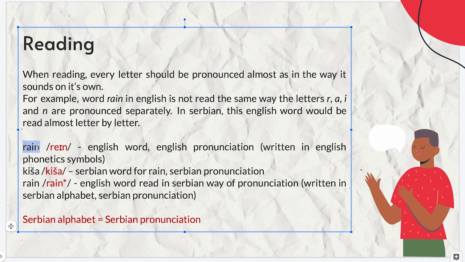Here's an example, rain. Separately, those letters are R, A, I, N. Together they form a different sound, rain. In Serbian, the verb for rain is kisha.